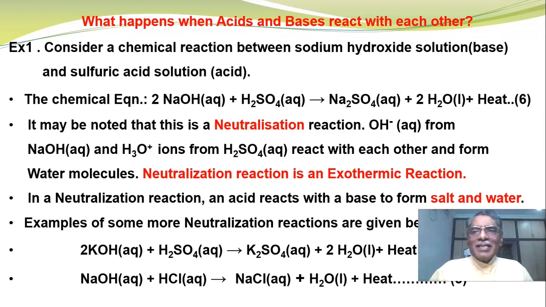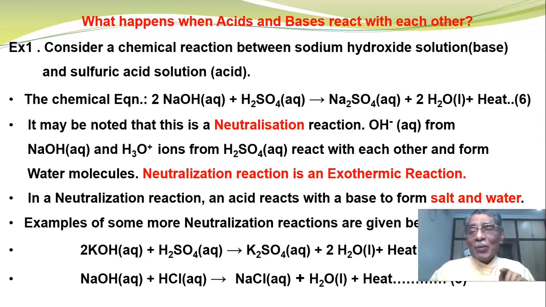Now, let us discuss what happens when acids and bases react with each other. Consider a chemical reaction between sodium hydroxide solution, a base, and sulfuric acid solution, which is an acid. The chemical equation is 2NaOH (aq) + H2SO4 (aq) gives rise to Na2SO4 (aq) + 2H2O + heat. This is a neutralization reaction.